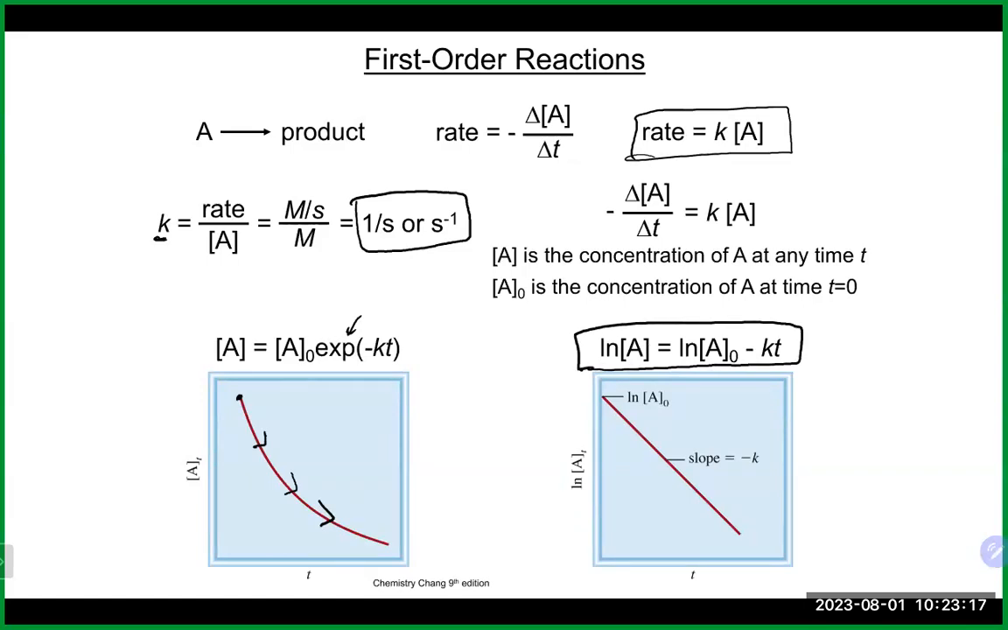And that is the natural log of A is equal to the natural log of A naught minus KT. A is your final concentration. A naught is your initial concentration. K is your rate constant.